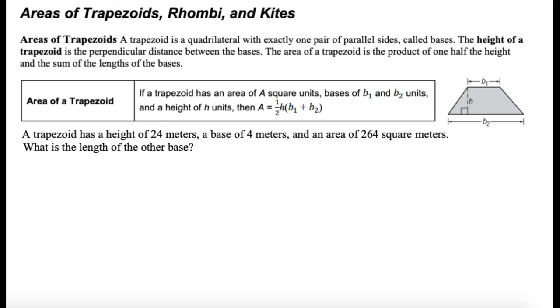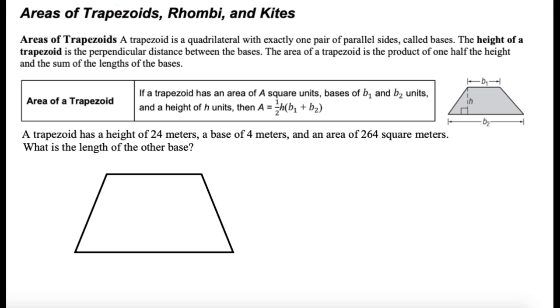Okay, let's try a word problem. So it says we've got a trapezoid with a height of 24, one base is 4, and the area is 264. We want to find the length of the other base. So let's start by drawing a picture here. Let's see, here's a trapezoid.